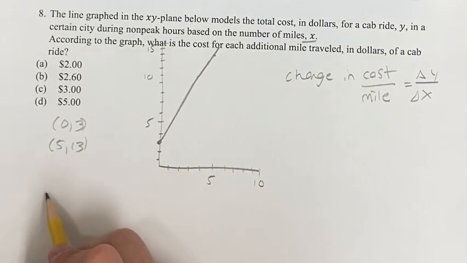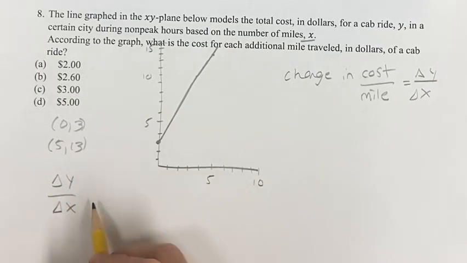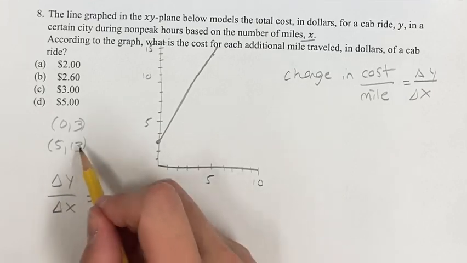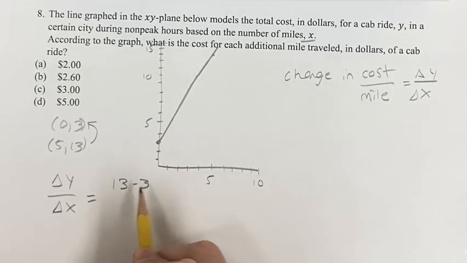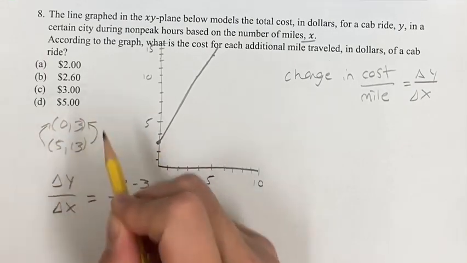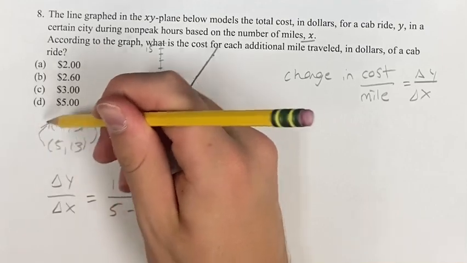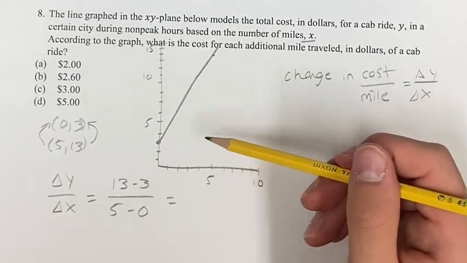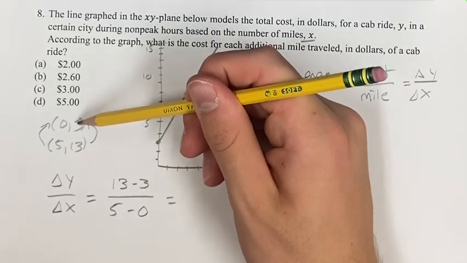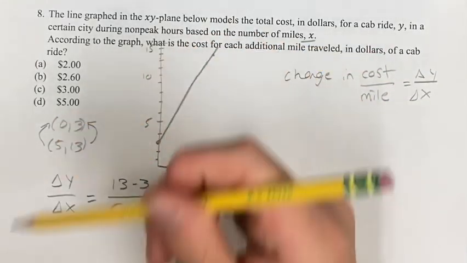So our answer is going to be the change in Y over the change in X, where this delta symbol just means change. So the change in Y is going from 13 to 3, so 13 minus 3. And X is going from 5 to 0, so 5 minus 0. I'm drawing the arrows so that I make sure that the subtraction is going in the same direction both times, right? If you're doing 13 minus 3, you have to do 5 minus 0. You have to go in the same direction both times.